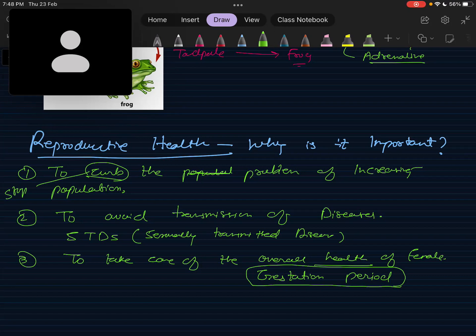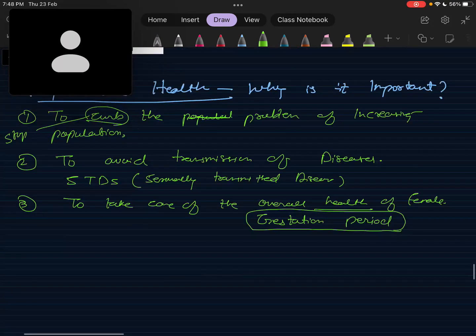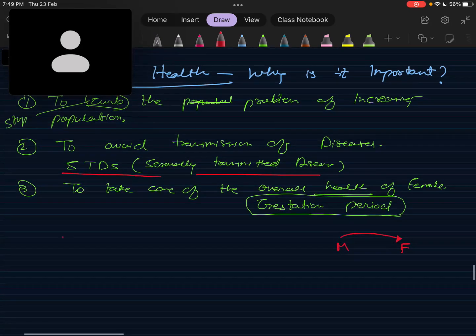Now let's talk in detail about these sexually transmitted diseases. What are these diseases that get transferred from one partner to another? If one of the partners is infected with a particular disease like AIDS, syphilis, or gonorrhea, it may get transferred from one partner to another. There are some preventive measures also. Let's talk about STDs. The full form is sexually transmitted disease.